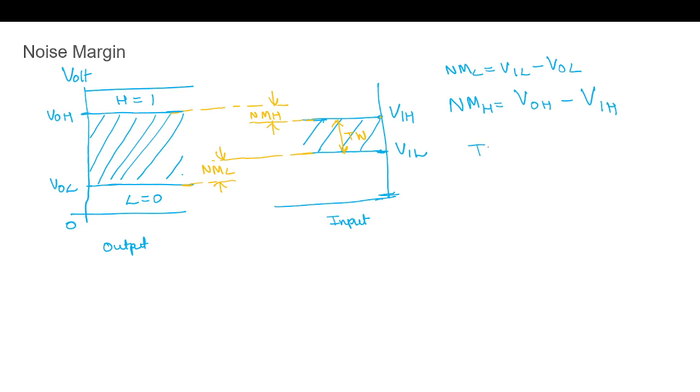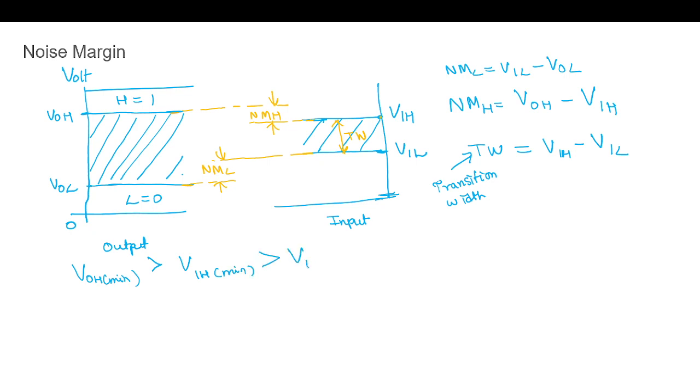And this transition width is VIH minus VIL. And with this we have the range. You can see VOH is the minimum value, which is greater than VIH, which is also the minimum point, which is greater than VIL, which is the maximum point, and which is greater than VOL, which is the maximum.